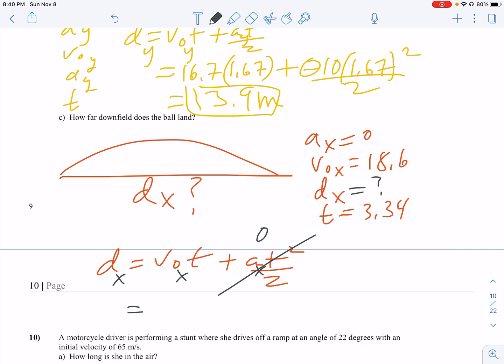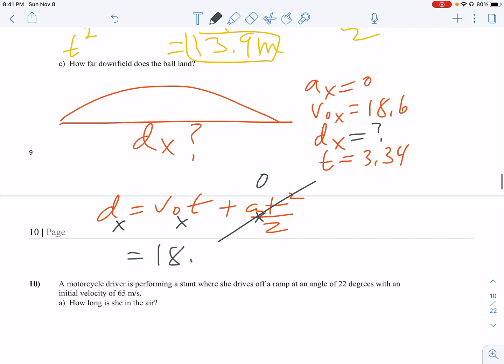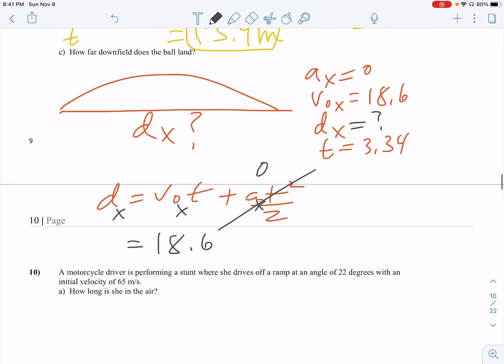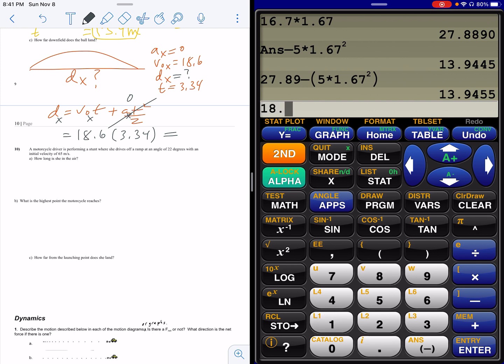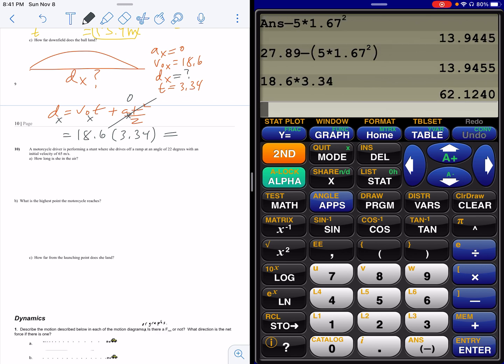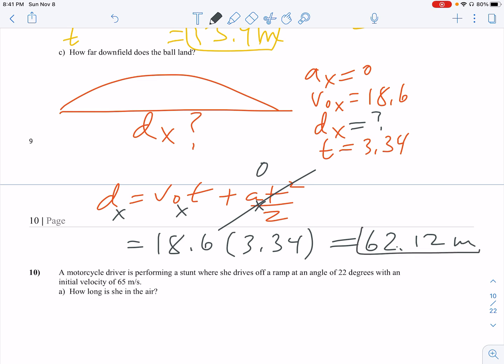dx is equal to v0x, which I already have, is 18.6 times the total time, which is 3.34. So that comes out to be 18.6 times 3.34 is equal to 62.12. 62.12 meters downfield.